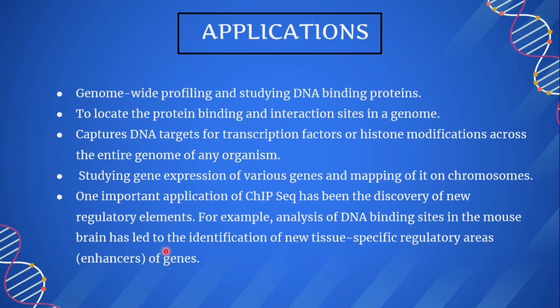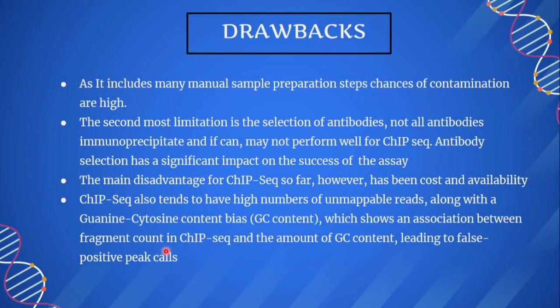One of its important applications is the discovery of new regulatory elements. For example, analysis of DNA binding sites in the mouse brain has led to identification of new tissue-specific regulatory areas of genes. There are also some drawbacks of ChIP sequencing.